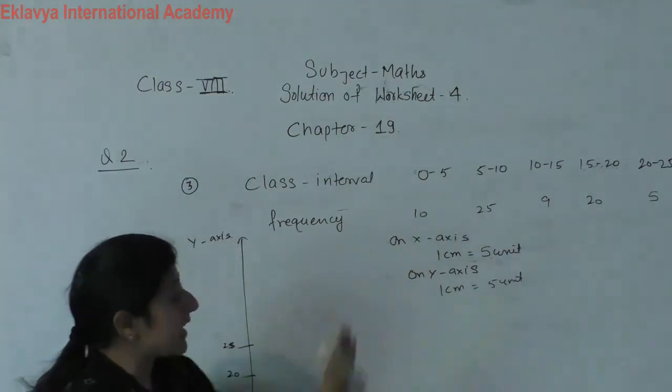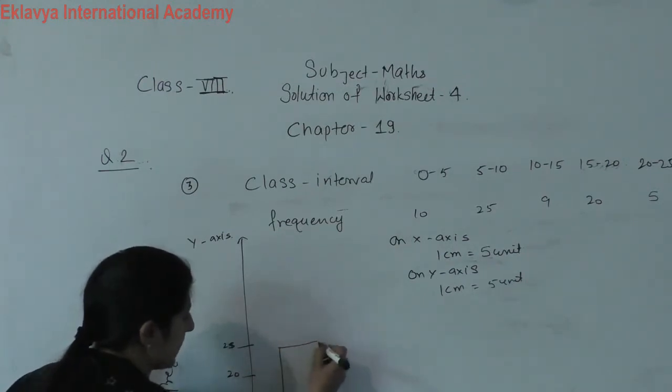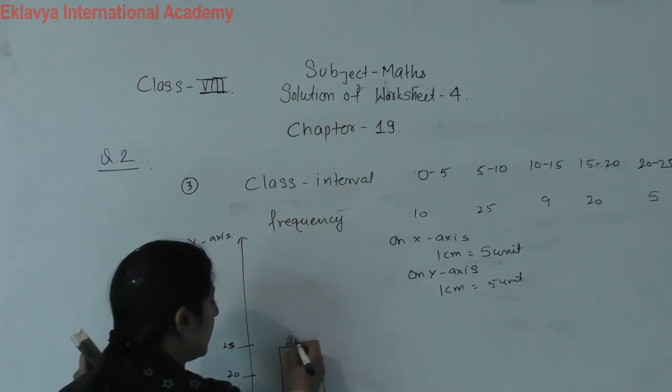Next, 5 to 10, frequency 25. This one is 25, continue it. Extend this line and this one. 5 to 10, 25.